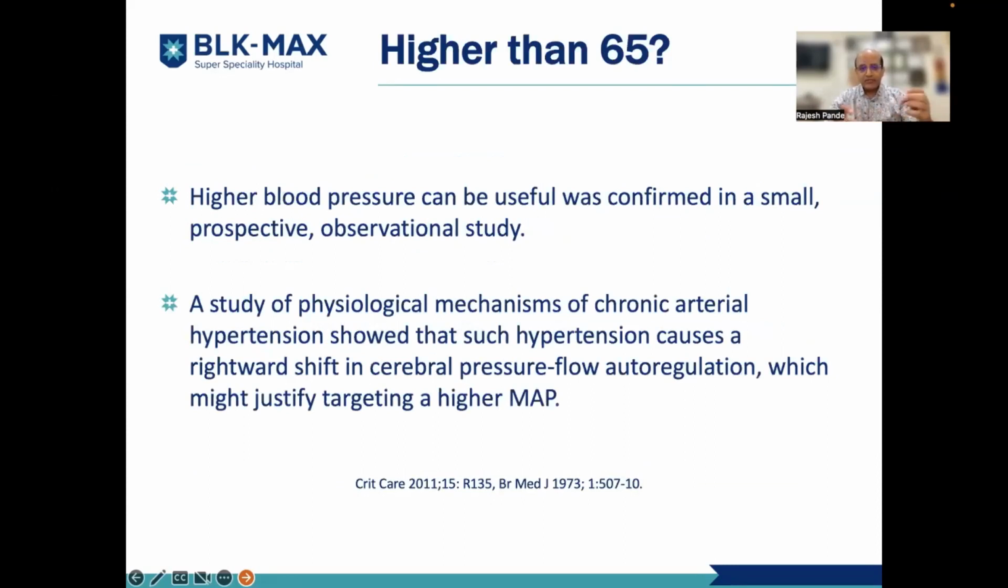And then another perspective was given in the study published in BMJ. It was a physiological study looking at the mechanism of chronic arterial hypertension, which showed that such hypertension causes a rightward shift in cerebral perfusion pressure and flow autoregulation, which might justify targeting a higher MAP in these patients.